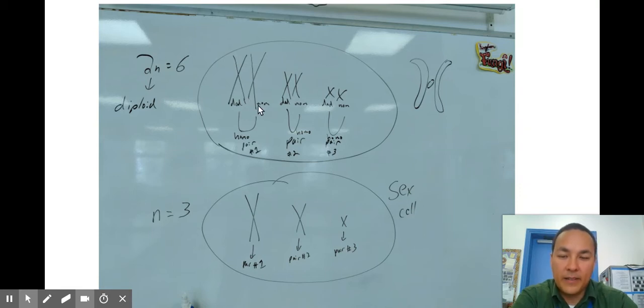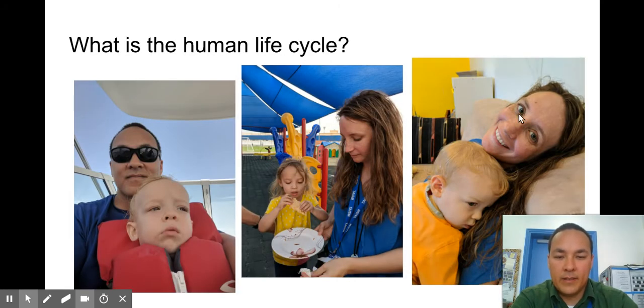What is a homologous pair? Which one's dad, which one's mom? What does it mean that they have the same genes but different alleles or different forms? How many pairs do humans have? And then what do our sex cells have in them? Okay, so let's get on with it.